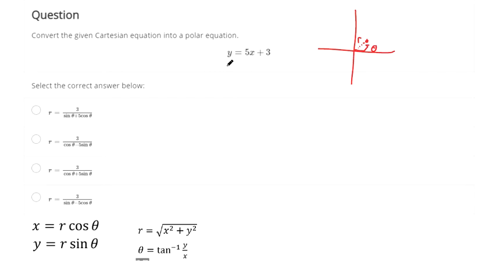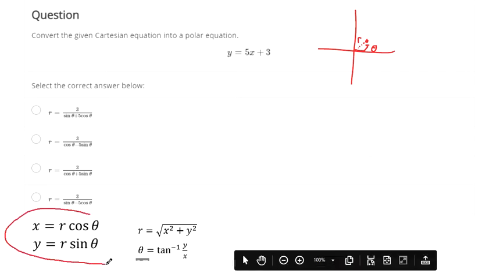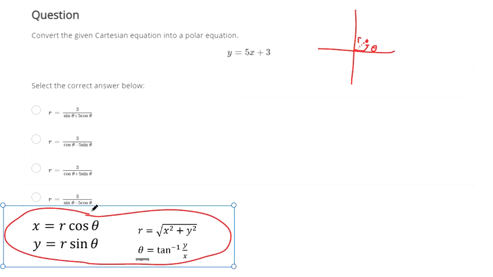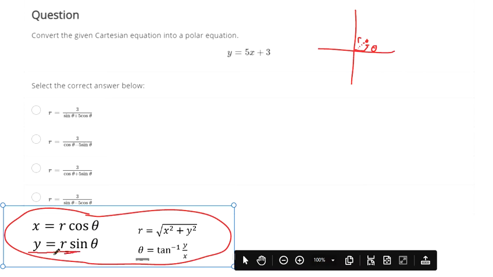So now we have an equation, and we're trying to convert the equation into polar land. So I've put in the bottom of the screen here 4 things that can help you convert back and forth between polar and Cartesian. Let's see. So we want everything in terms of r and theta. So let's just make substitutions over here.